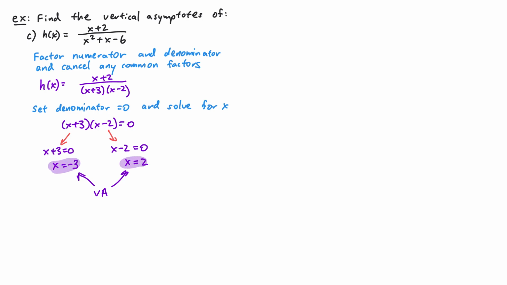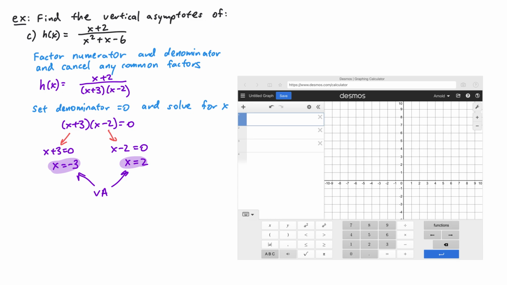Let's confirm this by looking at the graph. So here we have the function x plus 2 divided by x squared plus x minus 6. And we see here that there are two vertical asymptotes. My first one is x equals -3, and the second one is x equals +2.